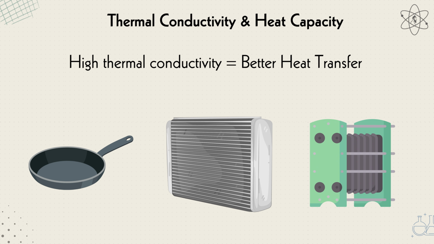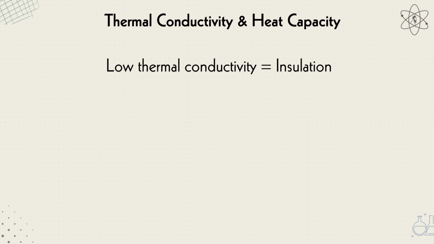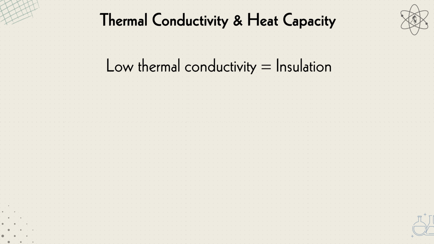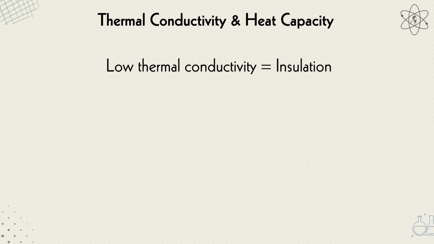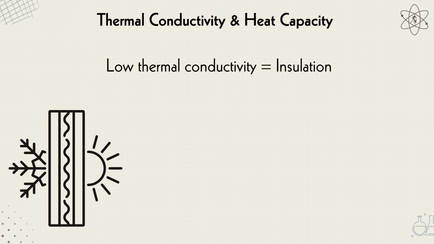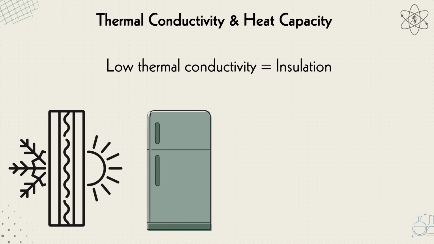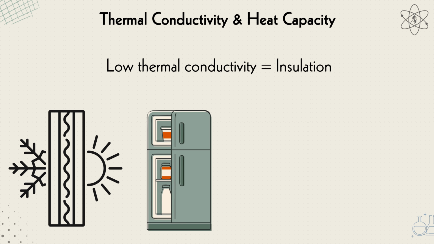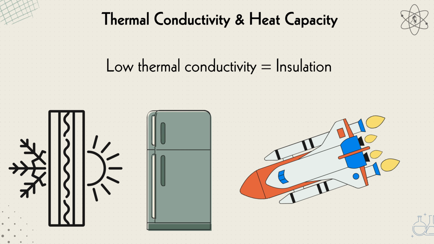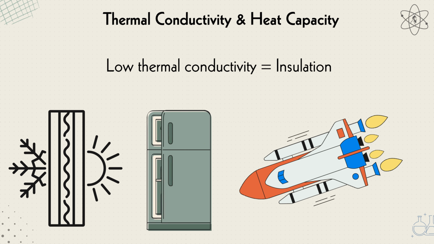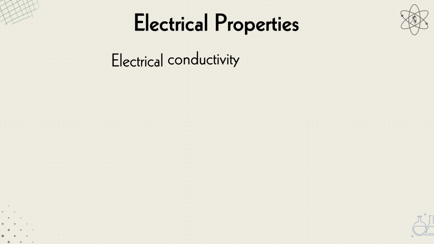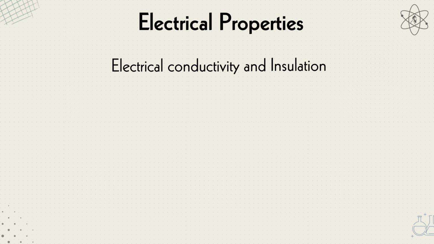On the other hand, materials with low thermal conductivity are just as important. They act as insulators, keep homes warm, reduce energy use in refrigerators and freezers, and protect spacecraft from the intense heat during atmospheric re-entry. When it comes to electrical properties, the most fundamental are electrical conductivity and insulation.